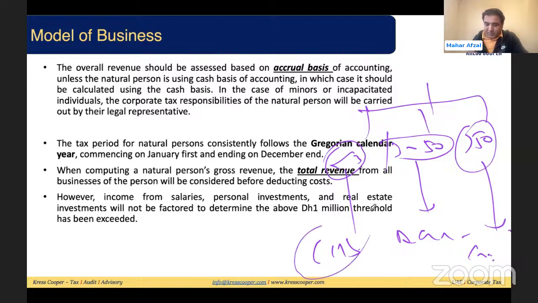Audit requirements I will discuss earlier. This is not compulsory here. Not compulsory here. Here this audit is compulsory.